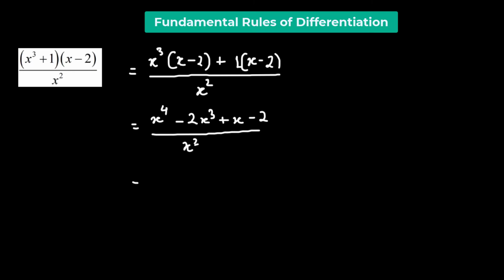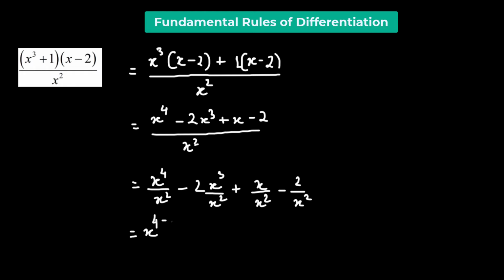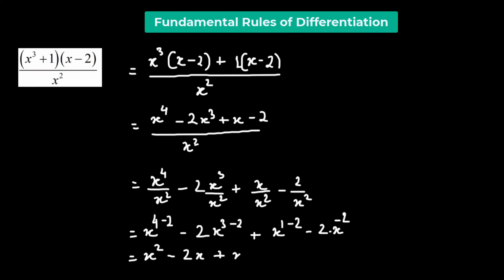Now we divide each term by x squared, so that will give us x raised to the power of 4 over x squared, minus 2x cubed over x squared, plus x over x squared, minus 2 over x squared. So we have x raised to the power of 4 divided by x squared, so we'll have x raised to the power of 4 minus 2. So we're combining the exponents. Minus 2 times x raised to the power of 3 minus 2, plus x raised to the power of 1 minus 2, minus 2 times x raised to the power of -2, which will be equal to x squared minus 2x plus x raised to the power of -1 plus minus 2 times x raised to the power of -2. So now we're going to determine the derivative.